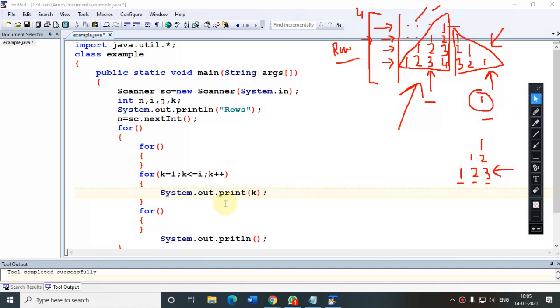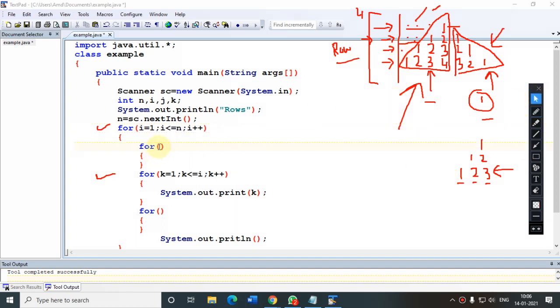So if you have written this k, now this outer loop, that is your i loop, has to start from 1 to less than or equal to n, i plus plus. So now the right side pattern is coming. But before printing this 1, 1 2, 1 2 3, what are we supposed to print? 3 blanks, 2 blanks, then 1 blank, then 0.